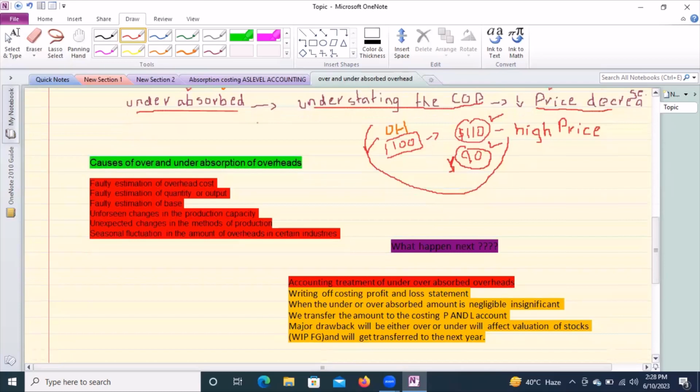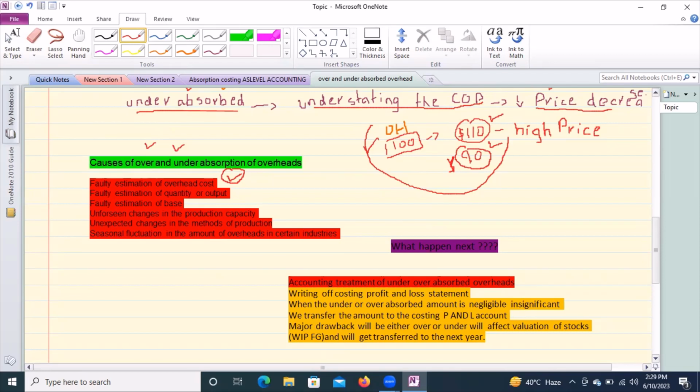So what are the causes of over and under absorption? Basically, the causes may be that your estimation was faulty, maybe your managers are not that competent, and maybe they don't have the ability to estimate the right amount of their overhead cost. So for this reason, over and under absorption may occur.